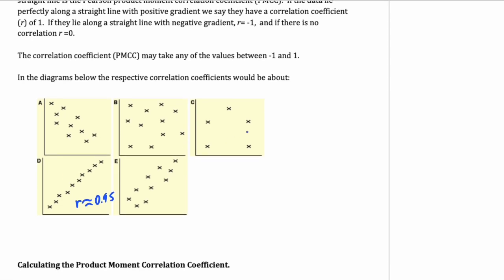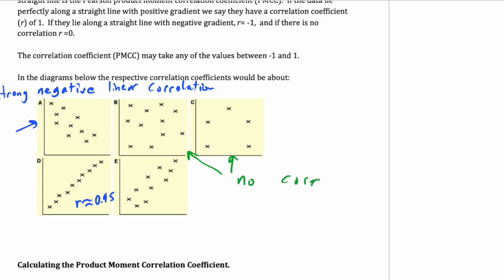0.95 or something. And if we look at part A, we have a probably moderate to strong negative, because the slope is negative if you draw a line, strong negative linear correlation. And in B and C, they're kind of scattered all over the place. I wouldn't draw a line through them at all. I would say no correlation. They seem to not be related at all.